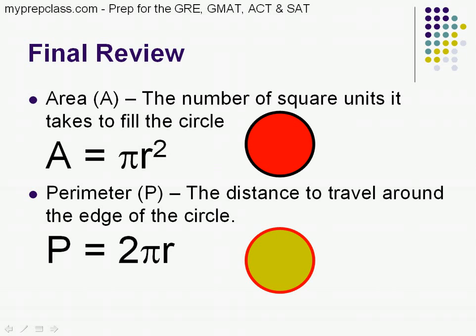This was the basics of circles. Write down these two formulas and you're going to want to have them memorized by test time. So the area equals pi r squared and the perimeter equals 2 pi r.